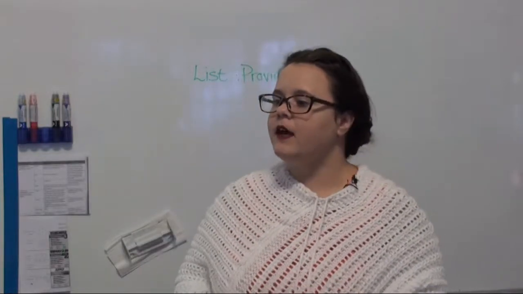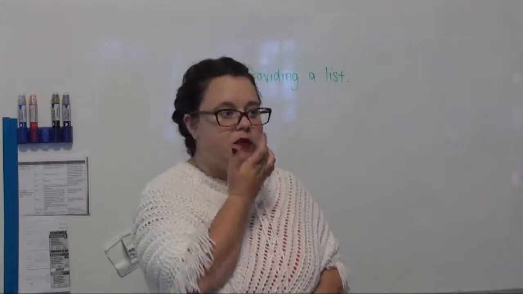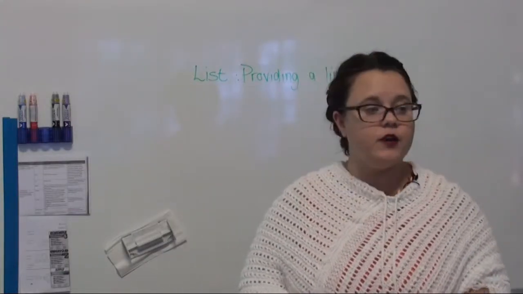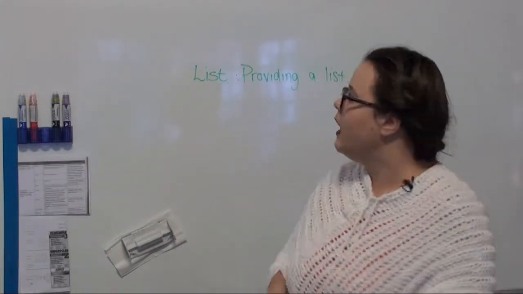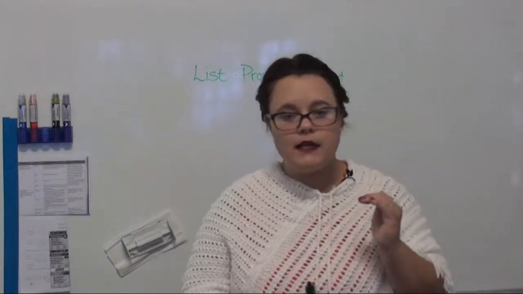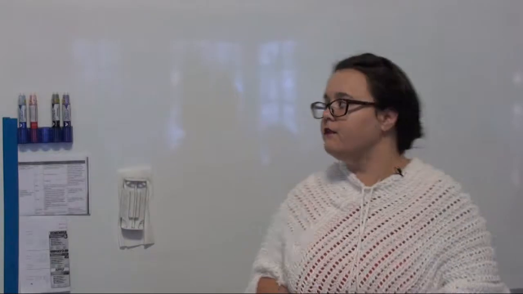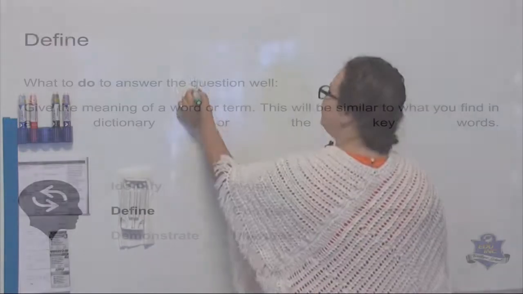So you can see how this differs from naming and identifying. Yes, in naming and identifying, you might be able to provide a list, like naming the 9 provinces in Southern Africa. You'd name all 9. But when you're asked to provide a list, you are strictly limited to providing that list. So the next verb that you would encounter at this cognitive level would be the word define.